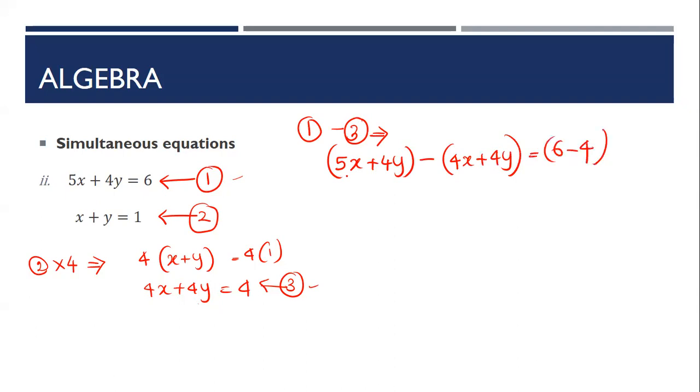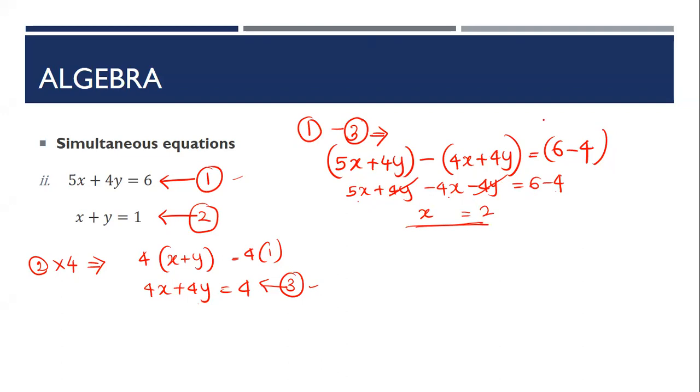So here, 5x plus 4y minus 4x minus 4y is equal to 6 minus 4 after removing. So here, plus 4y minus 4y is cutting. We are having only the x ones. So 5x minus 4x is x, and 6 minus 4 is 2. So my x value is 2.